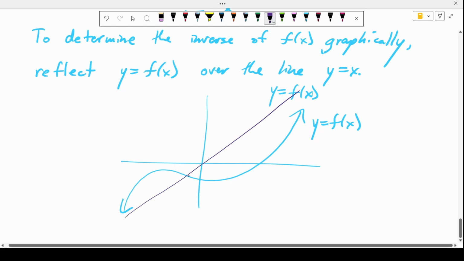And I have to reflect it. Well, now this point is on that line, so it's not going to move. This point here will come across to about there. This point will come across to about there, and so on for the remaining points. Okay.